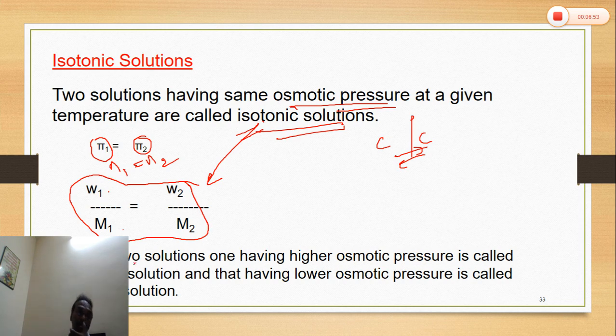Between two solutions, the solution having higher osmotic pressure is called hypertonic, and the one having lower osmotic pressure is called hypotonic. So we have isotonic solutions, hypertonic solutions, and hypotonic solutions. Isotonic means the same osmotic pressure, hyper means high osmotic pressure, and hypo means low osmotic pressure.